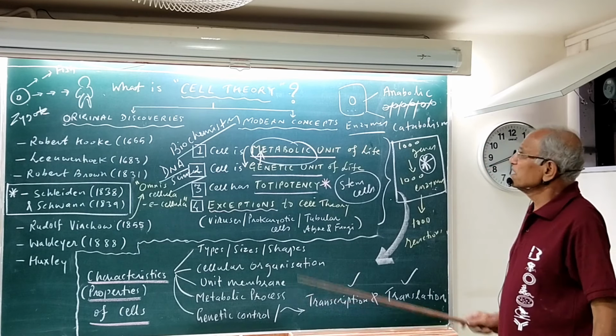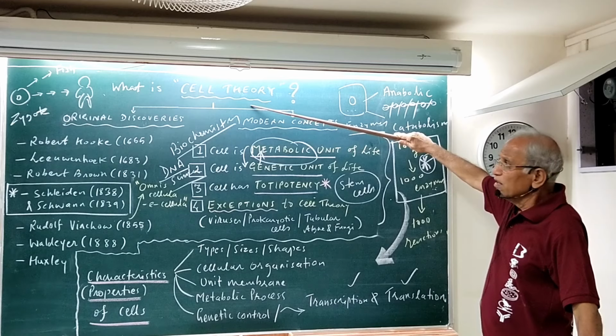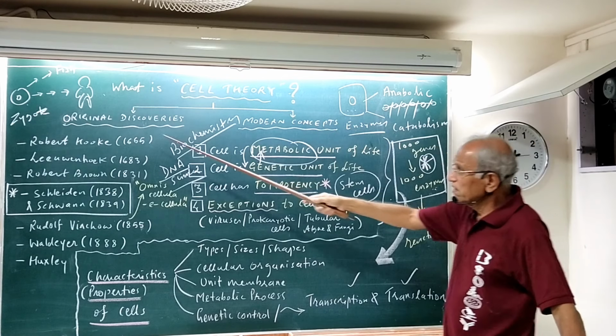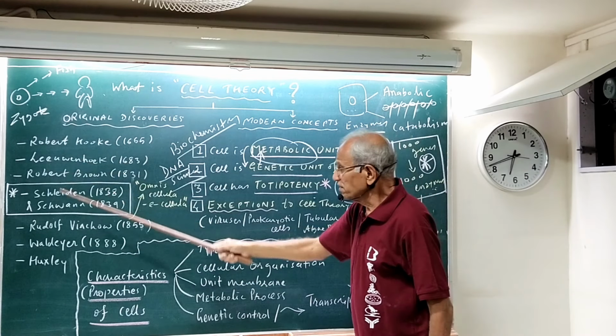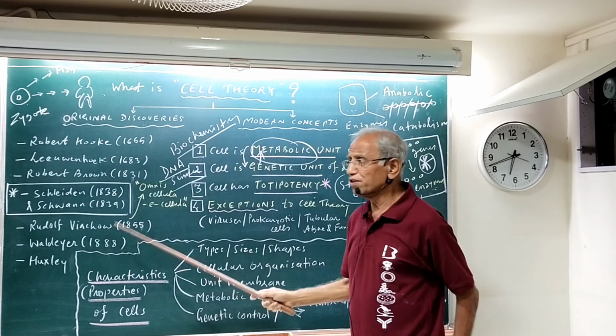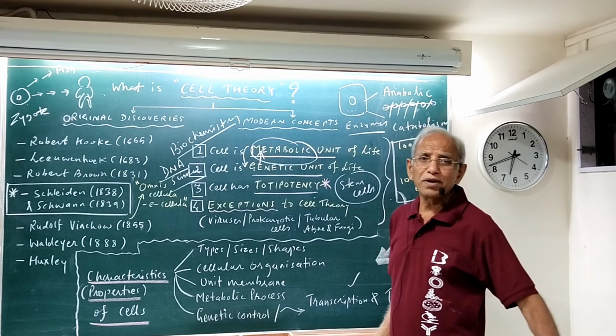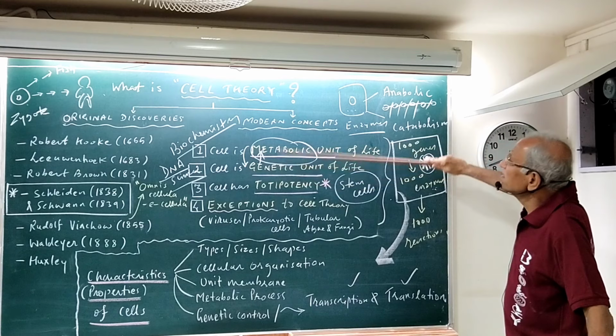So what we have learned just now is a part of the cell theory. Why am I saying part? Because this thing I have not explained. This is the original research about which I have to make some serious comment. But we have generalized the modern concepts.